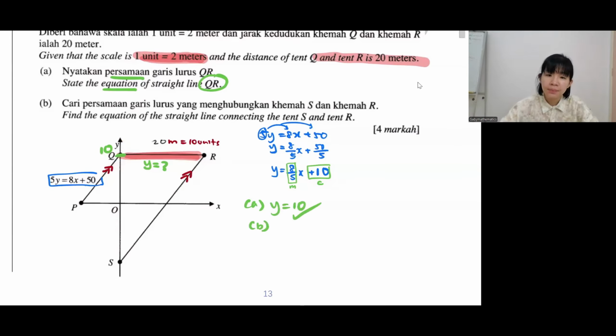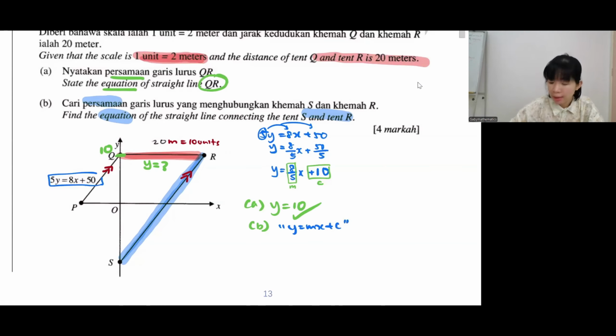Okay, now B. Find the equation of the straight line connecting S and R. Okay, SR equation. See where it is? SR here. Guys, it's a slant line. If they talk about the equation (persamaan) of SR, since it is a slant line, we always use y equals mx plus c. First thing, find m, then second thing, find c. Okay, guys, find m. Look at the line RS. Got two coordinates to find or not?